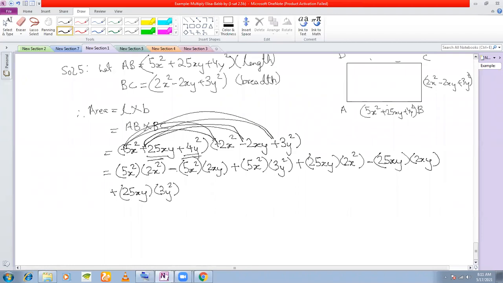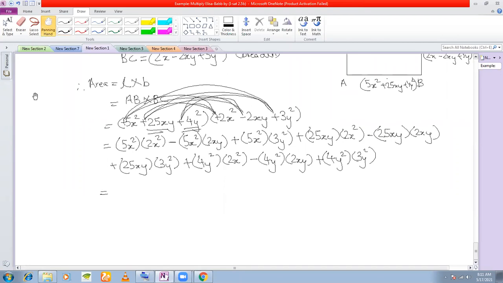We now come to 4y square. So 4y square has a plus sign here. So this plus sign will combine with this plus sign to give a plus sign, 4y square into 2x square. Next, this plus sign will combine with this minus sign to give you a minus sign, 4y square into 2xy. And finally, this plus sign will combine with this plus sign to give you a plus sign, 4y square into 3y square. Okay. Now we are going to do the multiplication of each of these.